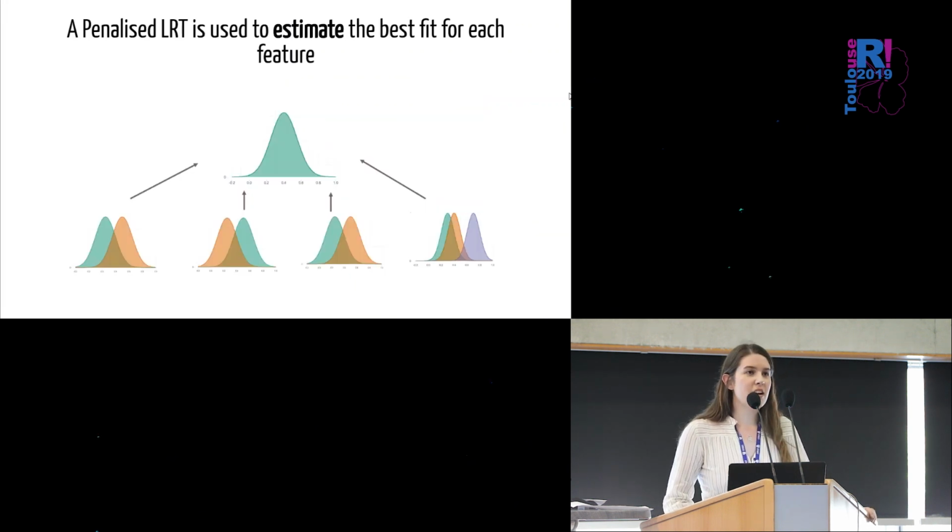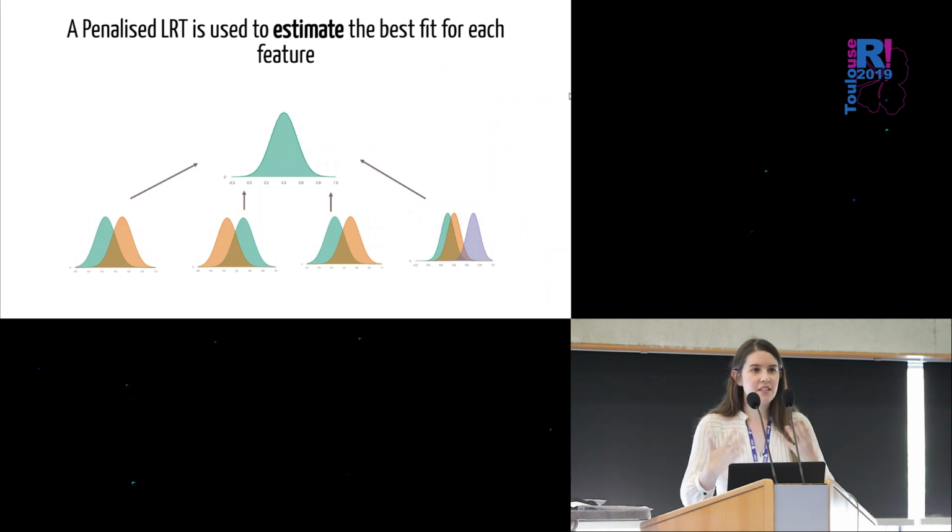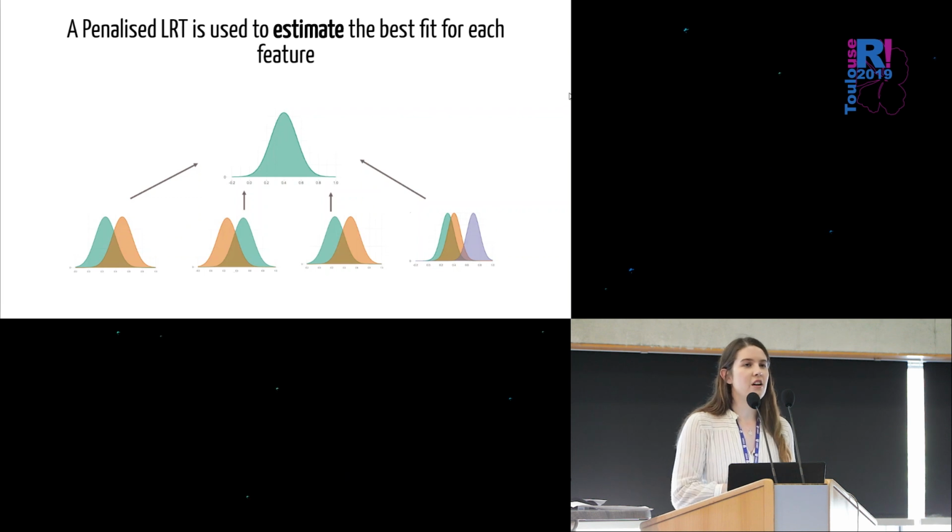And what our method does is that it uses a penalized likelihood ratio test to estimate the best fit for each feature. So we compare the likelihood of our fits for each. So in this case, we've got 5 groupings, or 4 discriminative groupings against the null, and see which one's the most likely in this particular case. And then we use this information, I'm not going to go into the mathematics, to then predict for a new class.